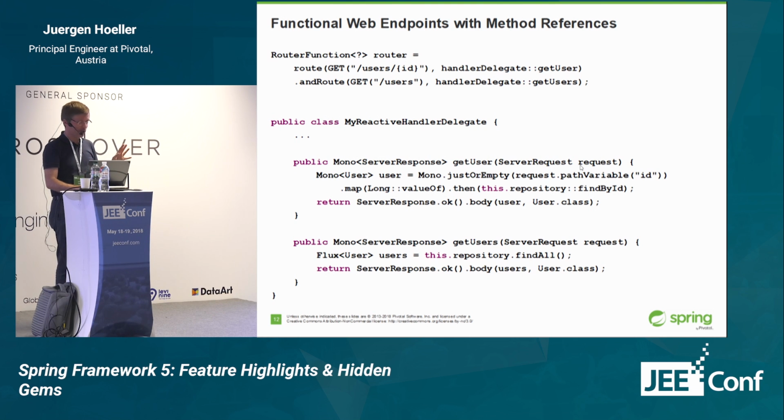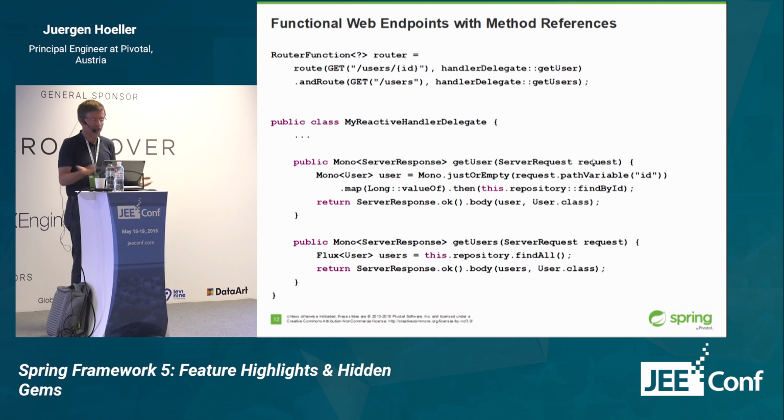No flexible signatures because we adapt to the handler function signature, and it looks like this: server request in, server response out. So we can't use @PathVariable. We can't use any annotations here at all. So we have to programmatically interact with the server request, asking it to extract the path variable by name, convert it to a long. In this simple case here, it's a little simplified, and then pass the outcome of that conversion into the repository findById method.